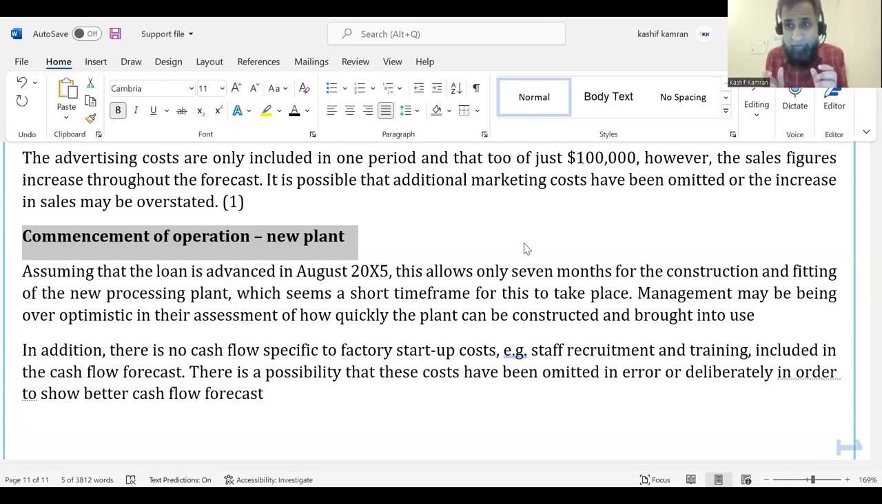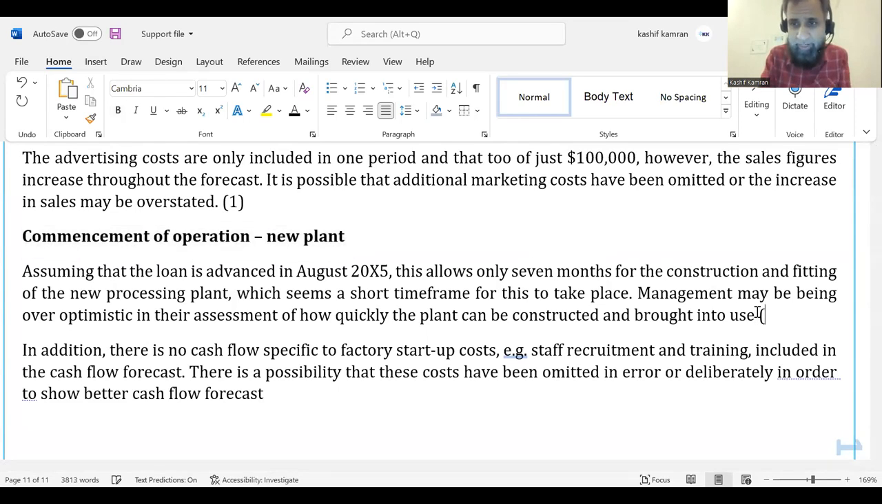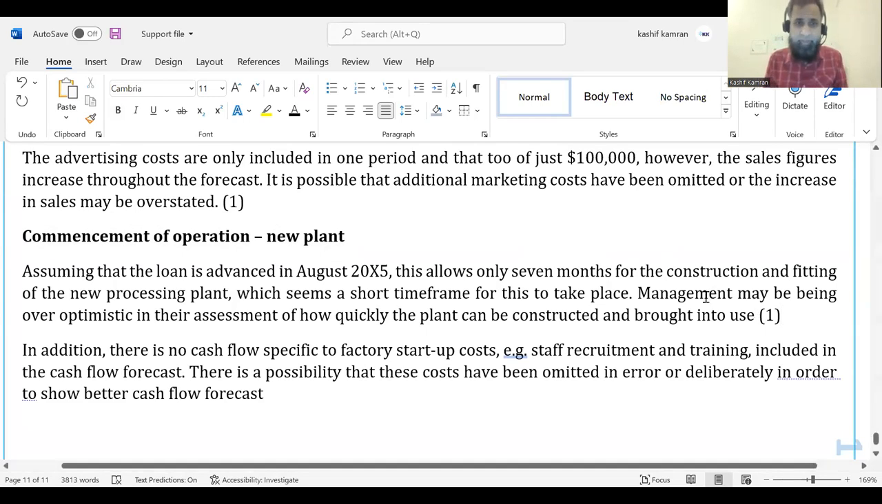I believe you're going at a very super speed. At a very super speed, you complete the plant in 7 months with everything done. So I think management is very optimistic here that the plant will be ready in 7 months, which seems wrong. 1 mark. In addition, there is no cash flow specific to the factory startup cost.